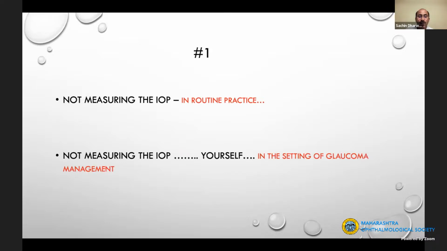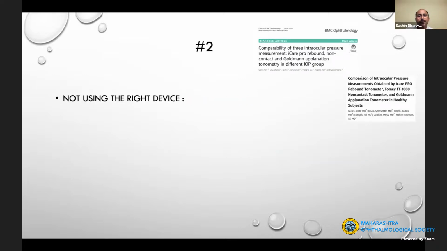And secondly, not measuring the IOP yourself. In the setting of glaucoma management, if you do not measure intraocular pressure yourself, then it is a very big problem, because the due diligence that is required for a proper IOP measurement is huge nowadays, especially in the setting of periorbitopathy and deep-seated eyes. You cannot depend on somebody else's measurement and take clinical decisions in glaucoma.